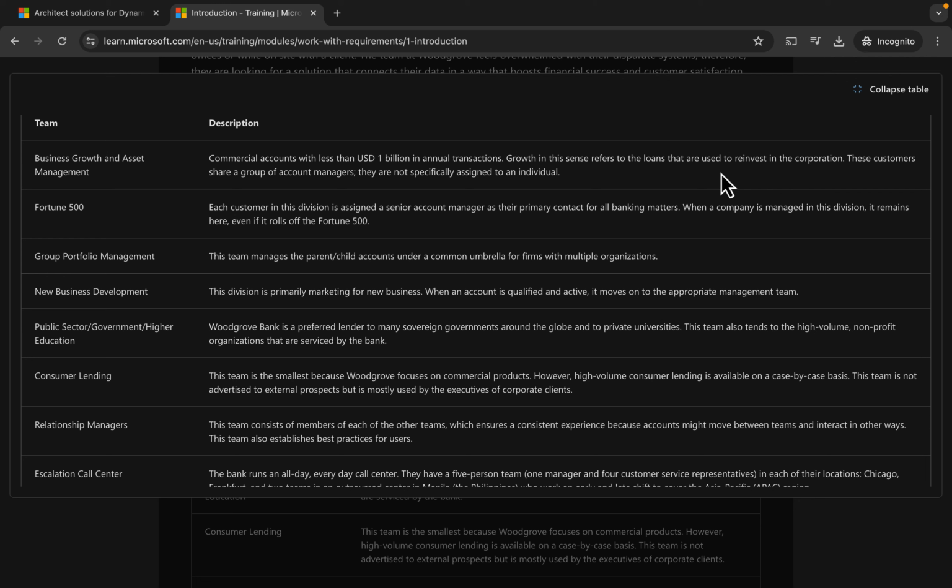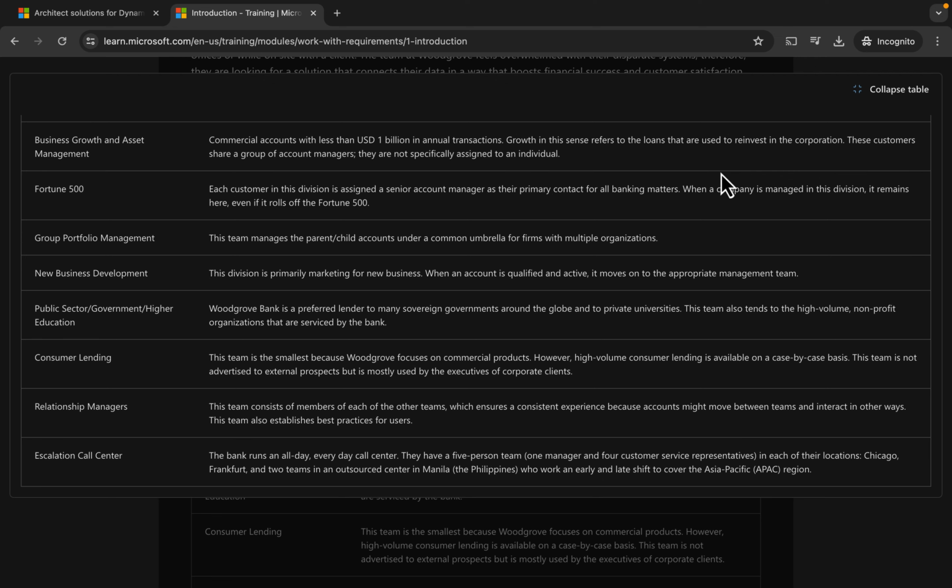Public sector, government, or higher education. Woodgrove Bank is a preferred lender to many sovereign governments around the globe and to private universities. This team also tends to the high-volume, non-profit organizations that are serviced by the bank. Consumer lending. This team is the smallest because Woodgrove focuses on commercial products. However, high volume consumer lending is available on a case-by-case basis. This team is not advertised to external prospects, but is mostly used by the executives of corporate clients.